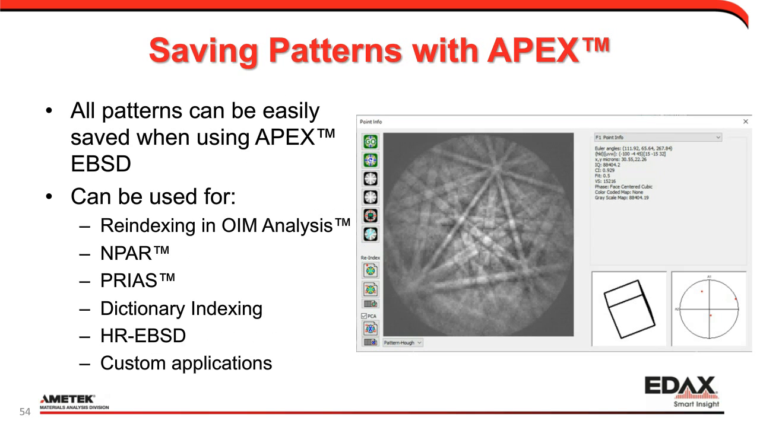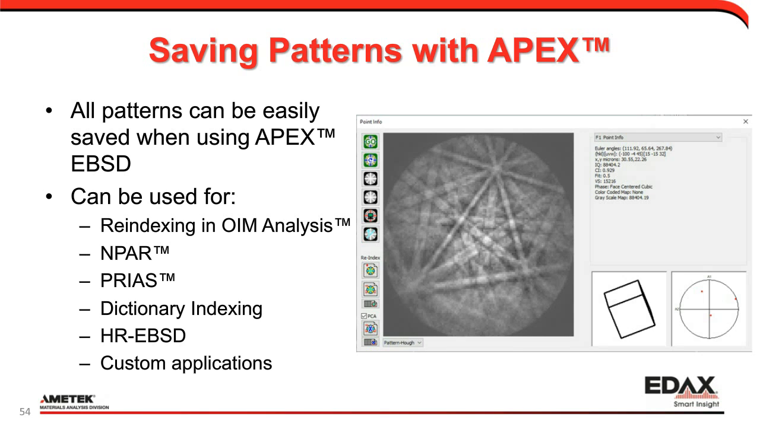It's just basically a checkbox to save them. We're seeing more of a driving force to do this. So saved patterns can be used for re-indexing and OIM analysis. It can be used for NPAR, for Prius, for dictionary indexing, for HR-EBSD, and then for custom applications. So you're able to access these. You can export them out as different files if needed.